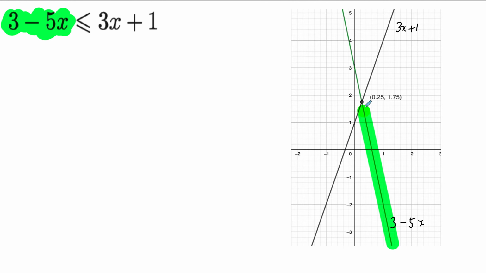The only values that would give me 3 minus 5x to be less than or equal to 3x plus 1 is when x is precisely starting at 0.25 and greater. So when I am here, x equals 0.25, and anything bigger, my 3 minus 5x graph is less than the 3x plus 1 graph. So my answer is just when x is bigger than or equal to 0.25, or you can write it as a fraction, 1 over 4. You can always check your answer by solving the inequality. If you actually solve it, you're going to end up with the same answer.